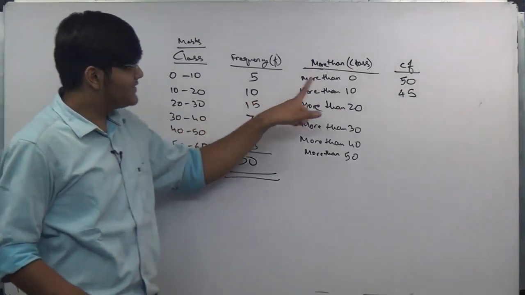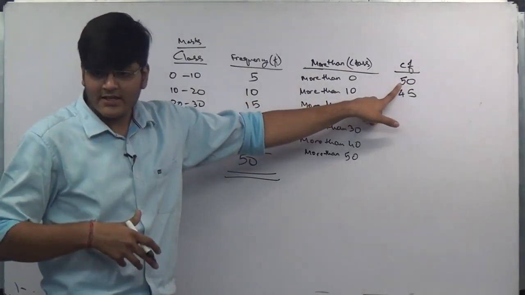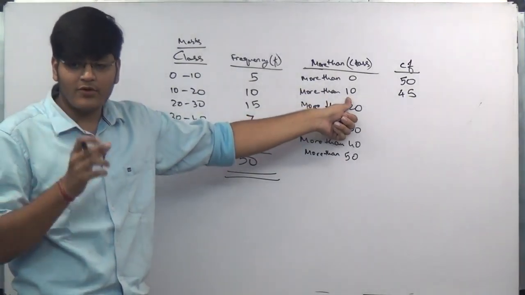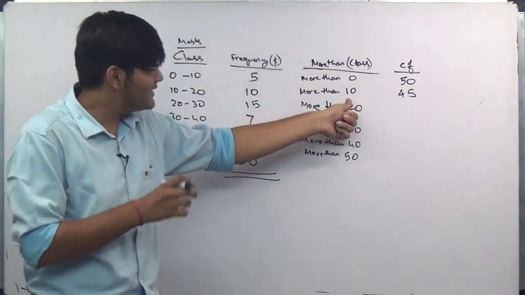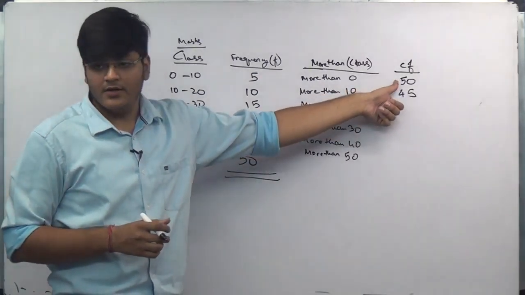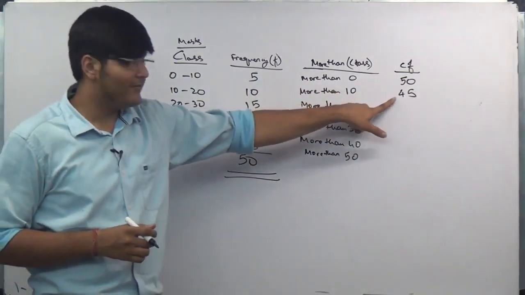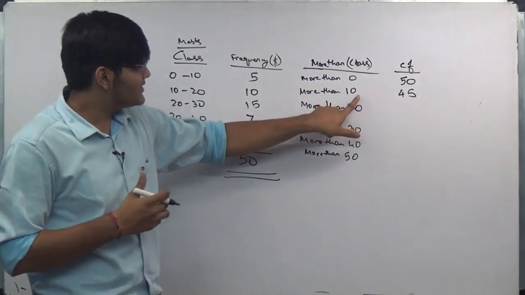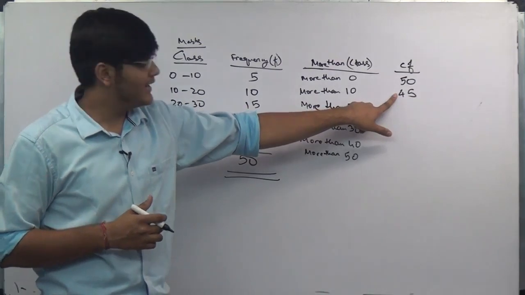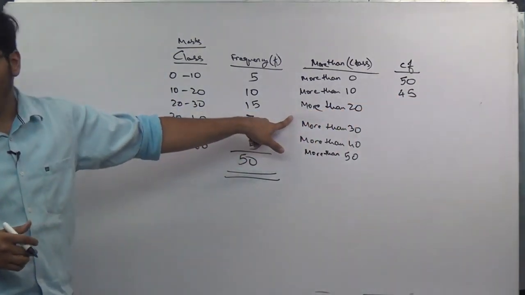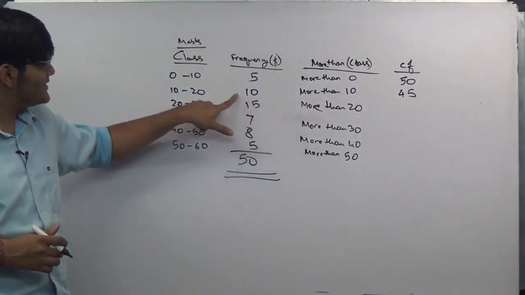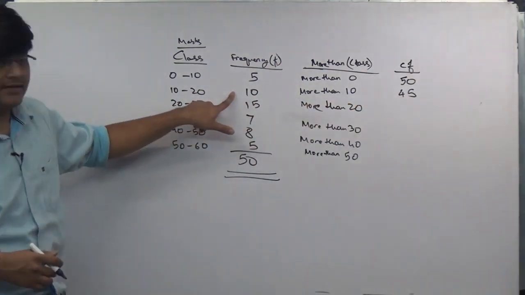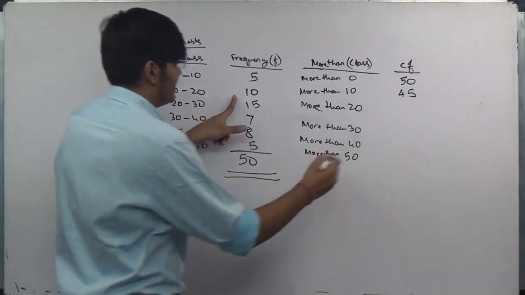Again, more than 0 involves the total frequency, but when we say more than 10, it excludes the people who have scored from 0 to 10. So we subtract this number from the total one. 50 minus 5 comes down to 45. So more than 10 marks is obtained by 45 people. Next we come to more than 20. Now more than 20 excludes this as well as this. So what we do, 45 minus 10 comes down to 35.